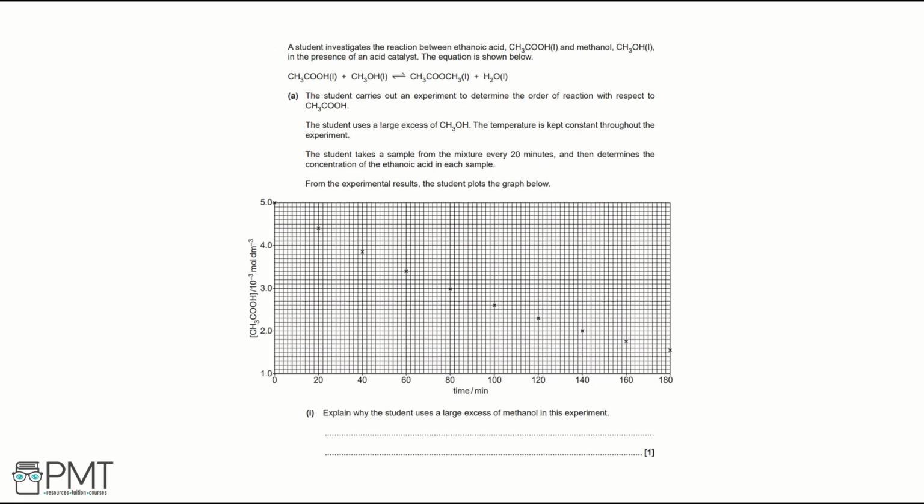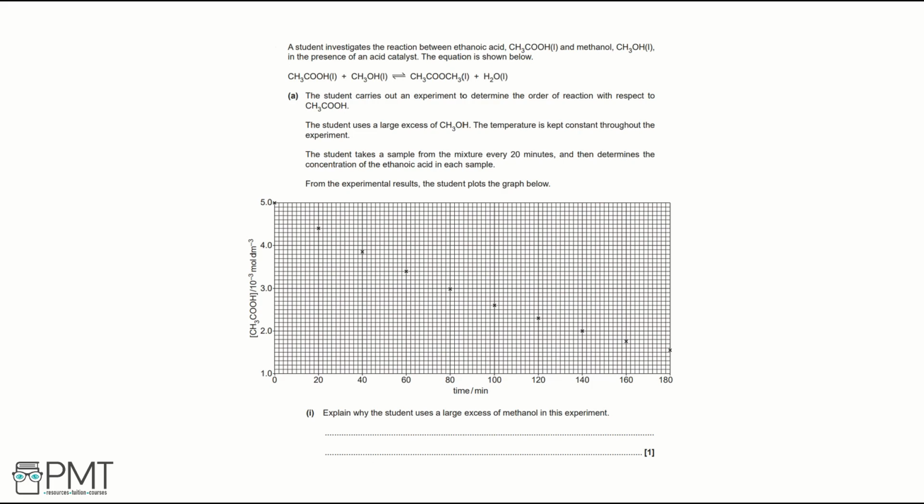Part A. The student carries out an experiment to determine the order of reaction with respect to ethanoic acid. The student uses a large excess of methanol. The temperature is kept constant throughout the experiment. The student takes a sample from the mixture every 20 minutes and then determines the concentration of ethanoic acid in each sample. From the experimental results, the student plots the graph below.